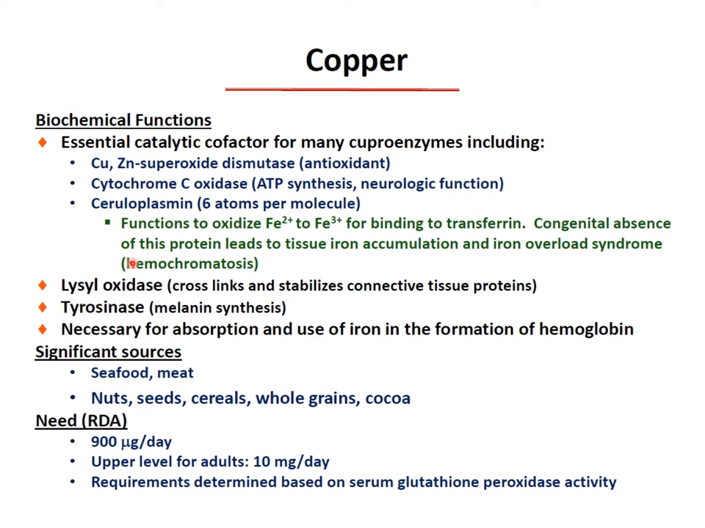Lysyl oxidase cross-links and stabilizes connective tissue proteins. Tyrosinase is involved in melanin synthesis, and copper is necessary for the absorption and use of iron in the formation of hemoglobin. Significant sources are seafood, meat, nuts, seeds, cereals, whole grains and cocoa. We need about 400 micrograms daily. The upper limit is a maximum of 10 grams daily. The requirement is again determined by serum glutathione peroxidase activity.